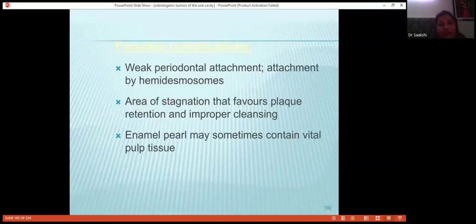Now complications क्या क्या हो सकता है? It shows weak periodontal attachment, that is attachment by the hemidesmosomes. You see areas of stagnation which favors the plaque retention and improper cleansing. Now, enamel pearl may sometimes contain vital pulp tissue.